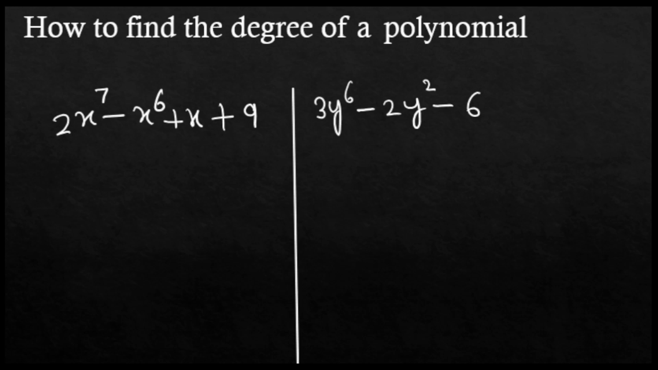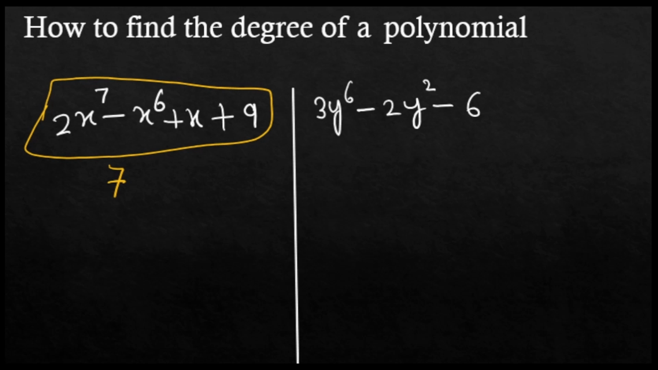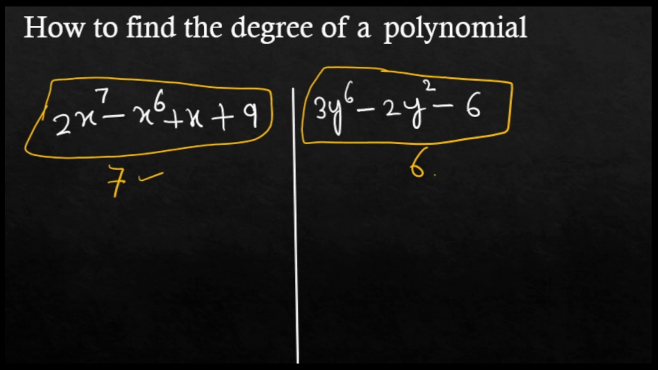To find the degree of a polynomial, let's take two examples of algebraic expressions. The degree of this polynomial is 7. The degree of this polynomial is 6. But how do we know that this is 7 and this is 6? This is very simple. Highest power of the variable.